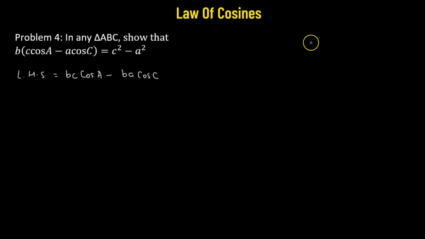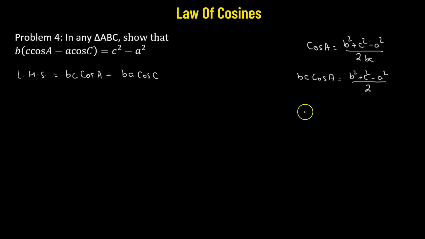So we'll start with the definition of cosine of A. That's given by B squared plus C squared minus A squared, whole divided by 2 times BC. Now we're going to cross multiply with BC. So we have BC times cosine of A, that would be equal to B squared plus C squared minus A squared divided by 2.